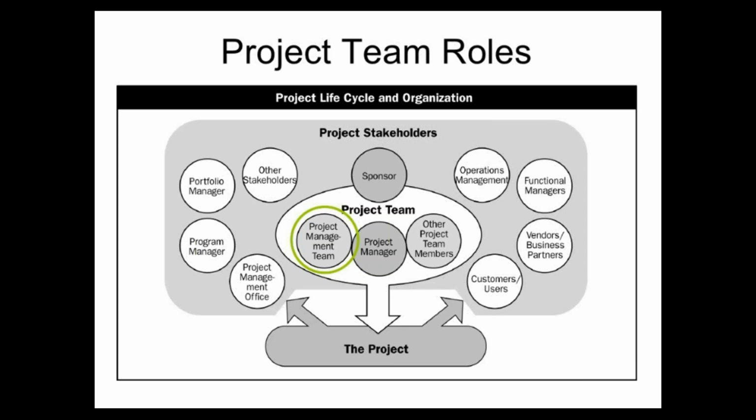Project lifecycle and organization. Who are the project stakeholders? Means who are taking the responsibility for that entire project. Operations management will be involved. Functional managers will be there. Vendors or business partners will be there. Customers or users. Project management team. The project team consists of project management team, project manager and other project team members or project coordinators. Project management office, PMO. PMO controls several projects within an organization. That is the main role of a PMO.